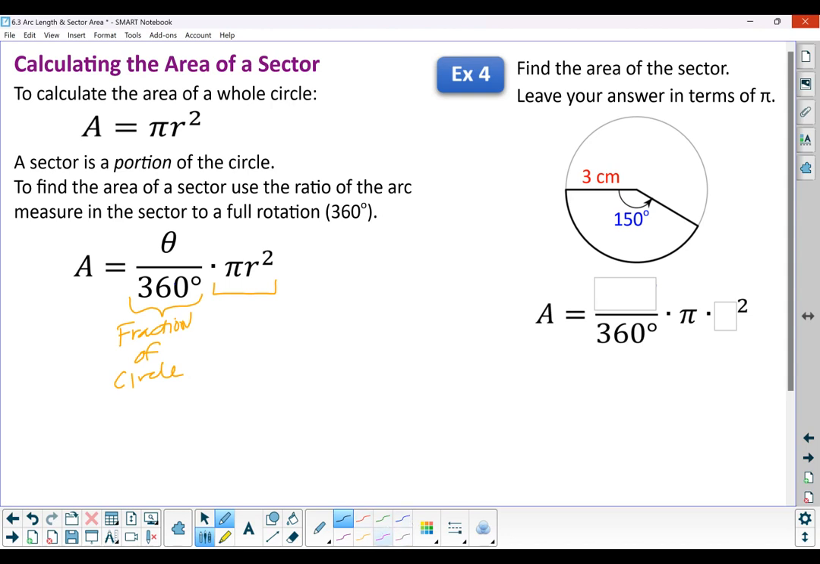So for this circle, we're trying to find the area of a sector. So we're talking about the area of this slice right here. The central angle and the arc are 150 degrees. So 150 divided by 360, and we're multiplying it by pi and then radius squared. The radius of the circle is 3. So 150 divided by 360 times pi times 3 squared. So the exact answer here would be 15 pi over 4, or approximately 11.78.